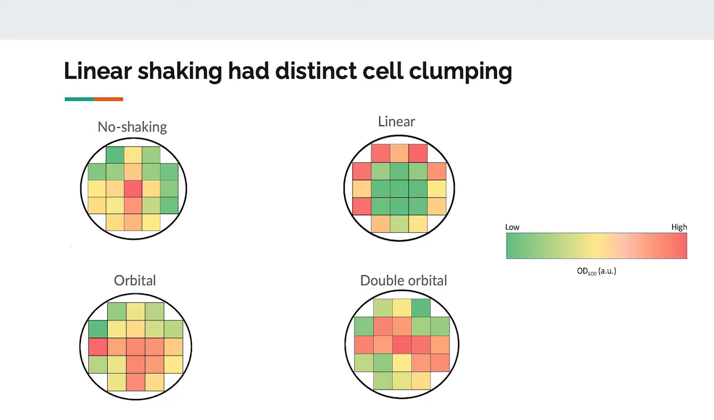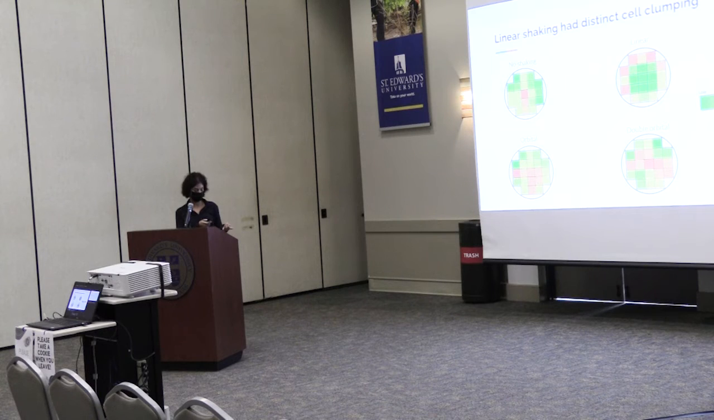And our results for that experiment: green is fewer cells and red is more cells. You can see that for no shaking and orbital, you have more cells in the middle of the well, whereas in linear shaking, you have more cells around the edges. And we think that this is why we had such low generation time, because cells around the edges might be affecting the ability of the microplate reader to do the OD readings correctly.